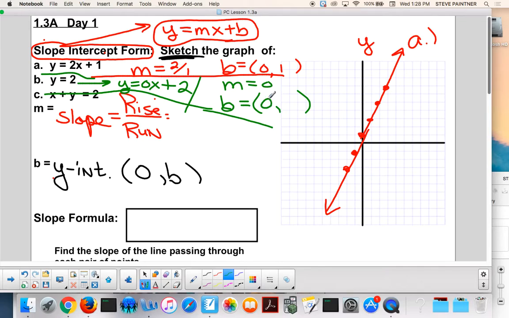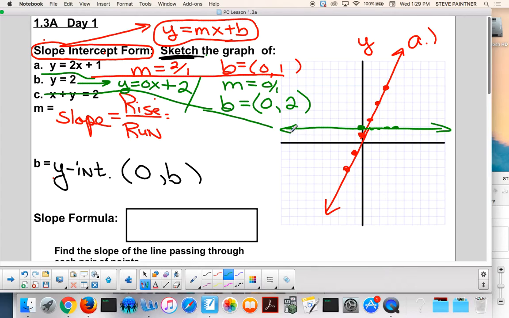0, 2. Okay. So start at 2 right here. What's the slope? 0. Up 0, right? What's 0 as a fraction? 0 over any number. Up 0, right 1. Turns out to be what kind of line? Horizontal. All horizontal lines have the same slope. What is it? 0. Every horizontal line has a 0 slope. It doesn't go up. It doesn't go down. It's got 0 slope. Okay.